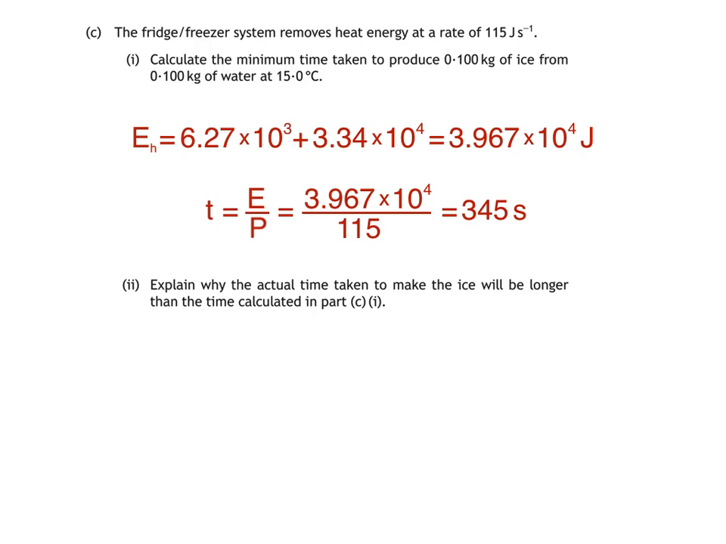If we had a nice cup of tea, then since its temperature is greater than the surrounding air, it would lose or transfer heat energy to the surrounding air. This explains why a kettle would take longer than the calculated time to boil a certain mass of water. This question, though, relates to the time taken to produce a certain mass of ice as the fridge freezer system removes heat energy from it.